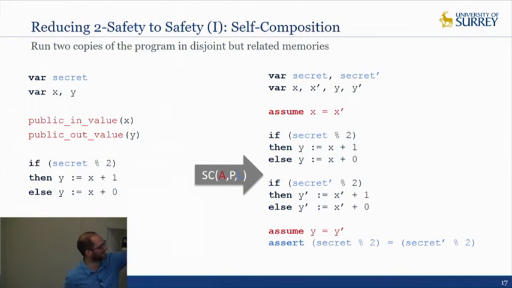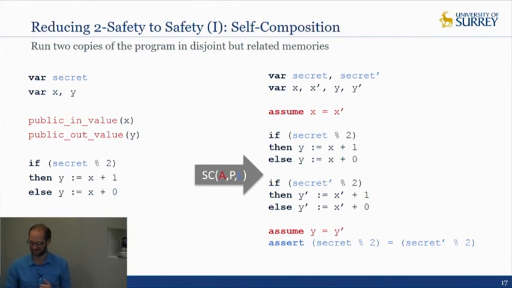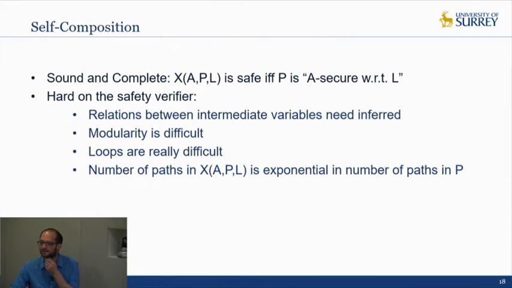So here that would be, if you have two executions of this program that agree on X initially and agree on Y at the end, then leakage traces are the same. It was really in the early 80s. I think so. Self-composition was early 80s. So it's sound and complete.